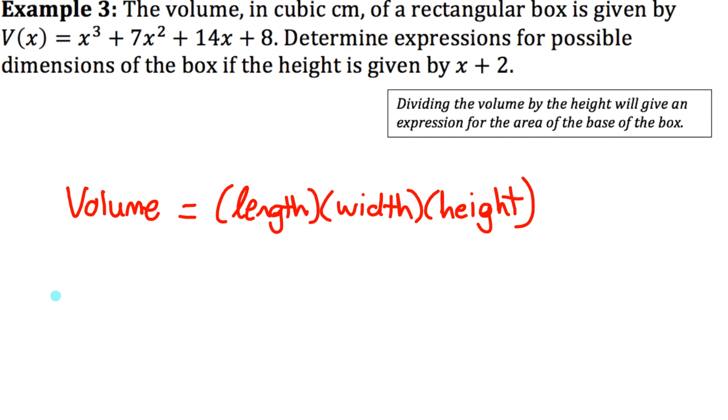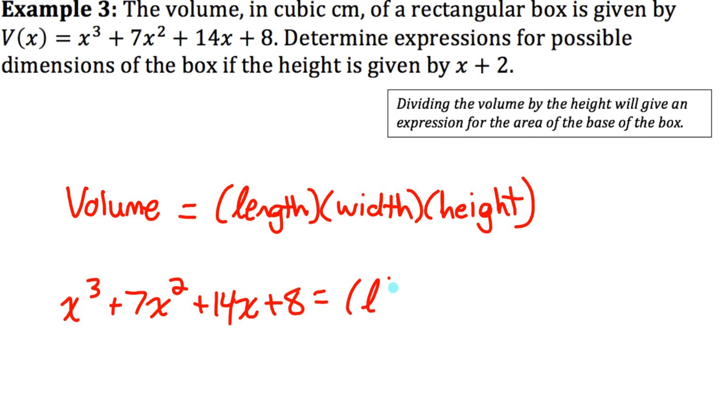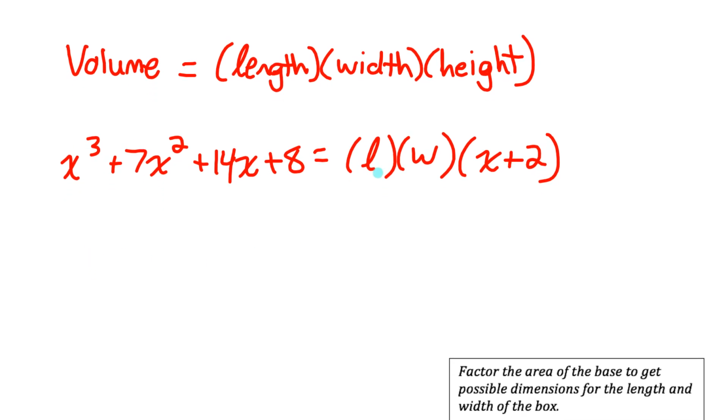Okay, well, let's plug in what we have. We know the volume is x cubed plus 7x squared plus 14x plus 8. I don't know the length, I'll just call that L. I don't know the width, I'll call that W. But I do know the height is x plus 2. So let's start by isolating for L times W. So let's divide the x plus 2 to the other side.